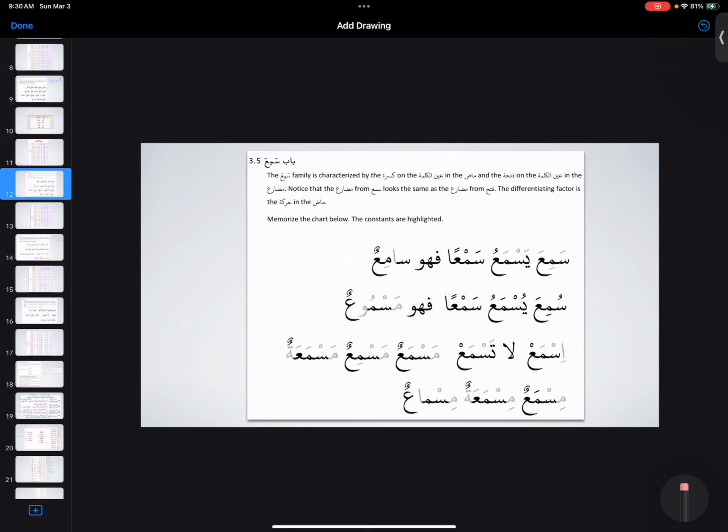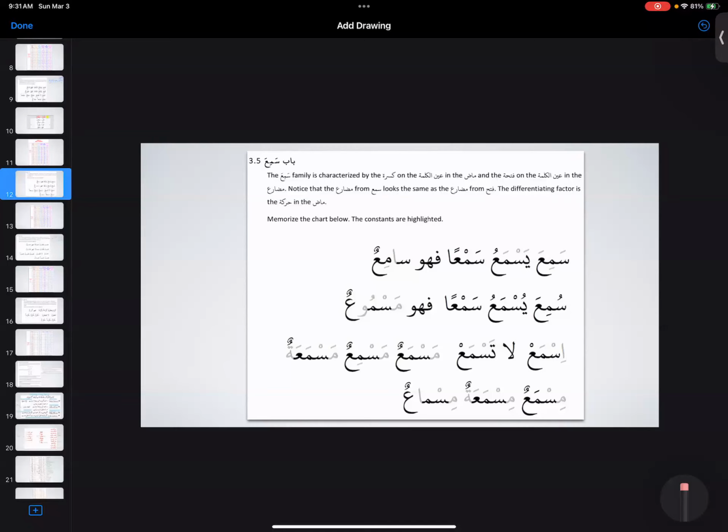In Madi version, they all look the same. Fataha, all Fathas. Nasara, all Fathas. Daraba, all Fathas. So we cannot recognize what family it is. When it comes to Mudariya, when we are converting into Mudariya, then we need to see what Bab it belongs to. But Bab Samiya would be easier, right?